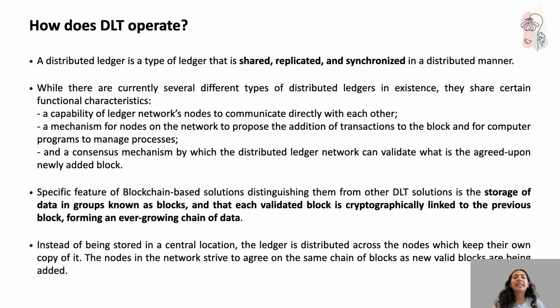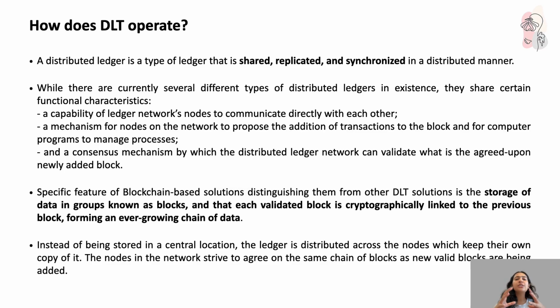Now that we know what DLT is, let's see how it actually operates. A distributed ledger is basically a shared, replicated and synchronized record system. Instead of being logged and kept away in a central database, copies of the ledger are spread across all the nodes in the network. So let's see how the process works step by step.